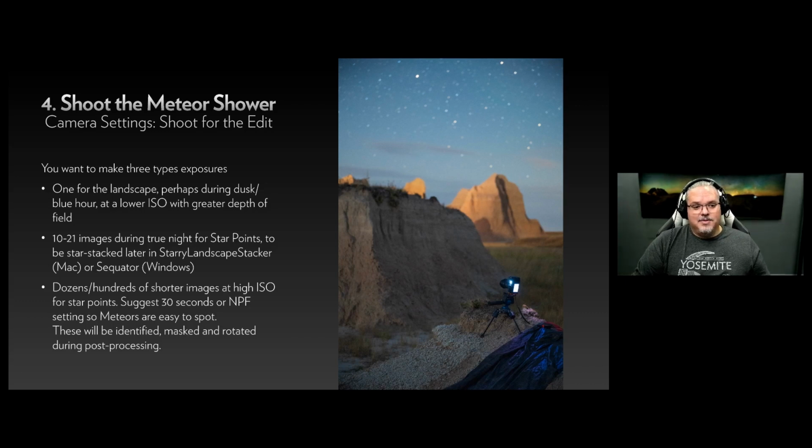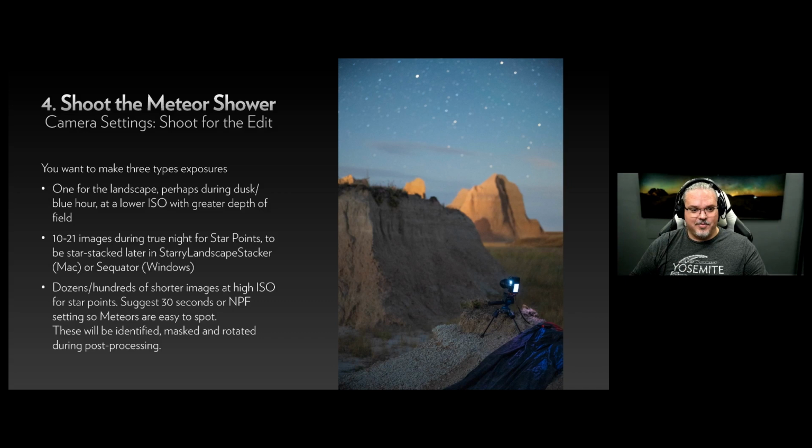You're going to take 10 to 21 images. And why do I say 10 to 21? Because it really depends on where you're processing it. For Mac, Starry Landscape Stacker says 10 to 20 images. I've heard that prime quantities of images are best for Sequator, and they suggested 21. I just tell everybody to take 21 images, but to be factual, I said 10 to 21 here.